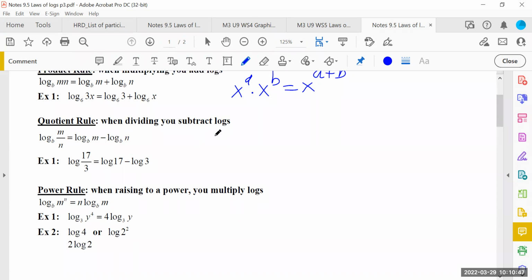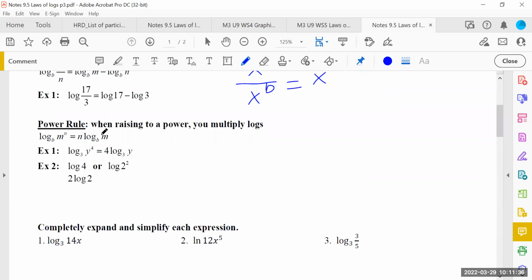Same thing with the quotient rule. If I have division inside my log, it can become subtraction between the two logs. That is, again, because x to the a divided by x to the b is x to the a minus b. Again, if I was looking at log base b of m, I get an answer. It's the exponent of b. So if I have the exponent here minus the exponent here, that's the same as doing the division of the original pieces. This divided by this becomes x to the a minus b. Division inside a log becomes subtraction outside of a log.